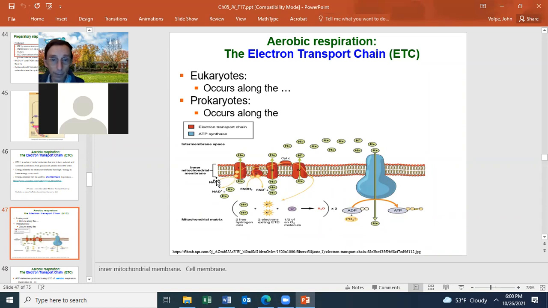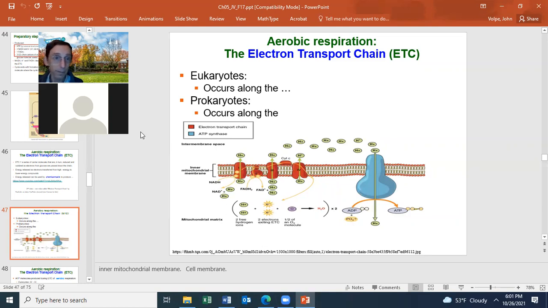In prokaryotes, they don't have a mitochondria, but the electron transport chain is a chain in a membrane. And what they do is they do it at the cell membrane. So these proteins are in the cell membrane. And the NADH brings the electron to the cell membrane. And then the electron's transferred, ending up at oxygen being the final electron acceptor in aerobic respiration.